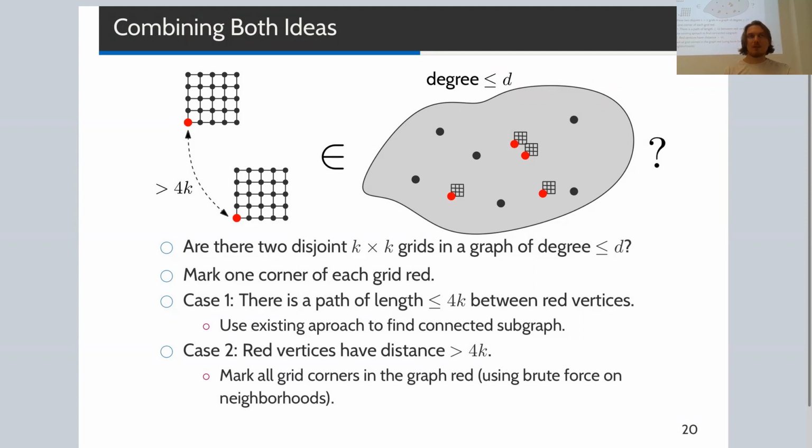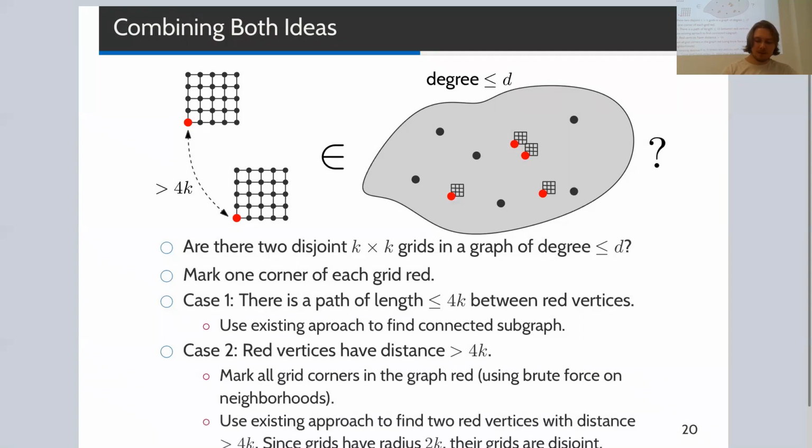So now we've marked some vertices red. And next we're going to use our r-scattered set as a tool. If there are 2 red vertices with distance larger than 4k, what does it mean? It means that the grids of these 2 endpoints are disjoint.